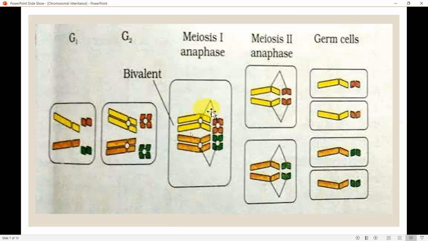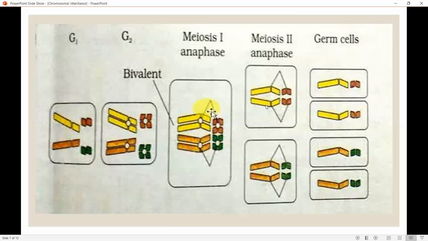That means in meiosis 1 or prophase 1, we find leptotene, zygotene, pachytene. In the zygotene stage, they become paired up: one maternal chromosome and one paternal chromosome pair up. There is a synaptonemal complex between them, and after crossing over, they separate in the anaphase.